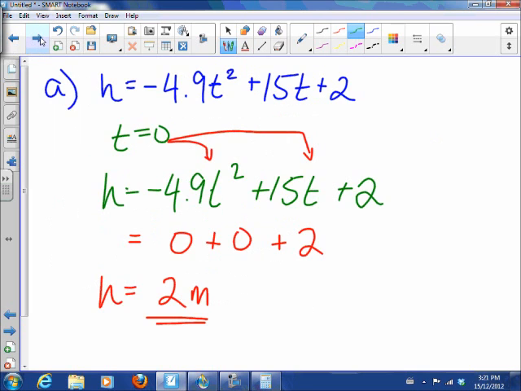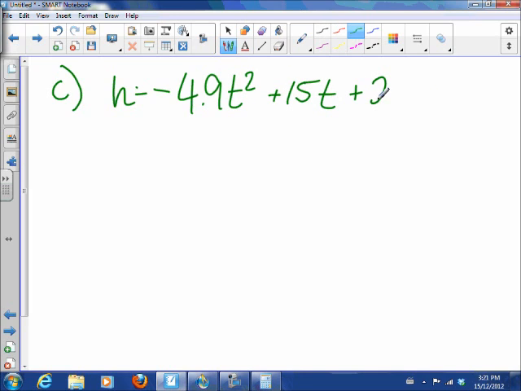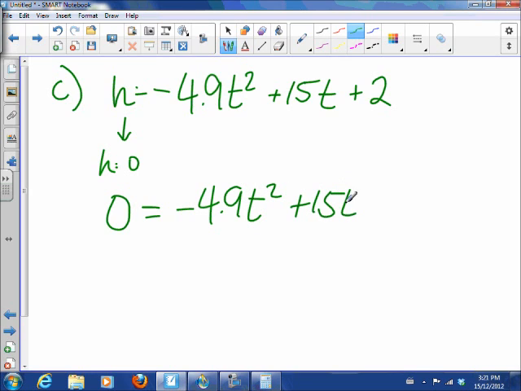So now we're going to do something very similar. We're going to write our equation. But this time we're going to let h be 0, right, because it's hitting the ground. So 0 = negative 4.9t squared plus 15t plus 2. Okay, so this one I'm not going to solve for you. I'd like you to solve it and bring it back to class.